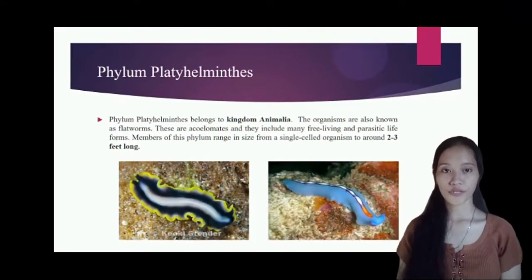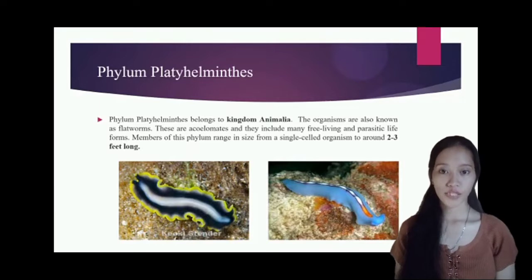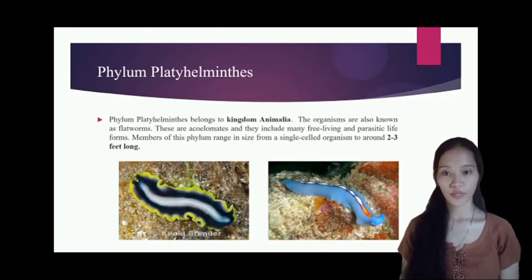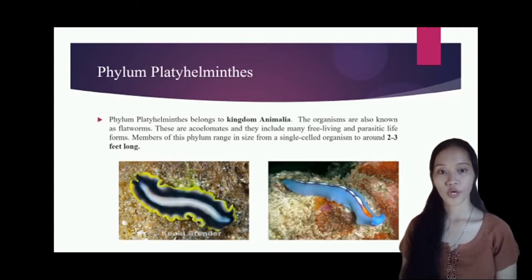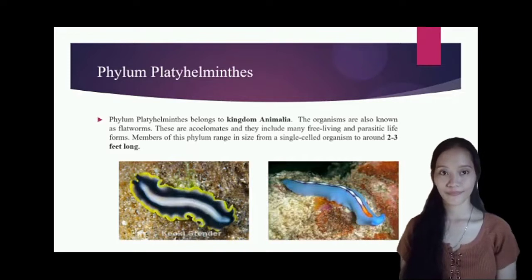First, we will discuss the phylum Platyhelminthes. Phylum Platyhelminthes belong to kingdom Animalia. The organisms are also known as flatworms. These are acoelomate and they include many free-living and parasitic life forms. Members of this phylum range in size from microscopic to around 2 to 3 feet long.